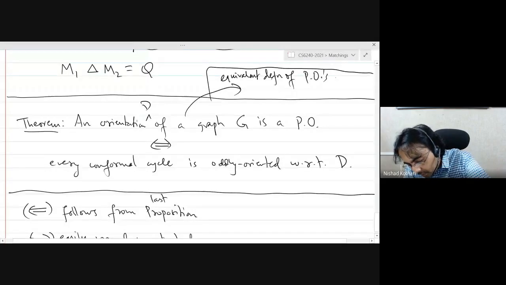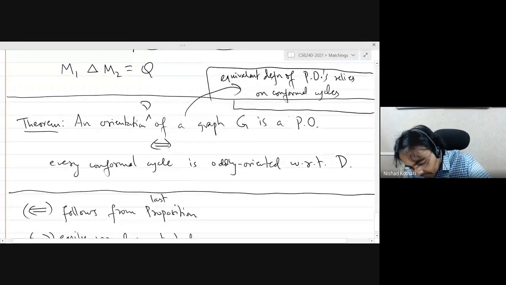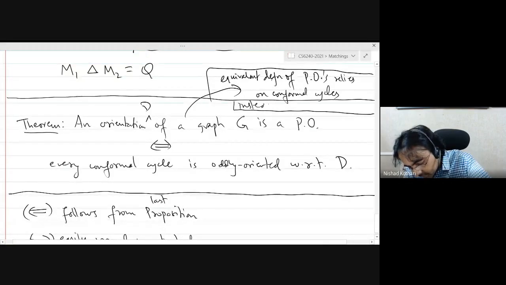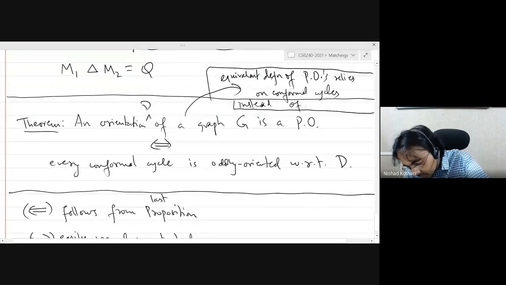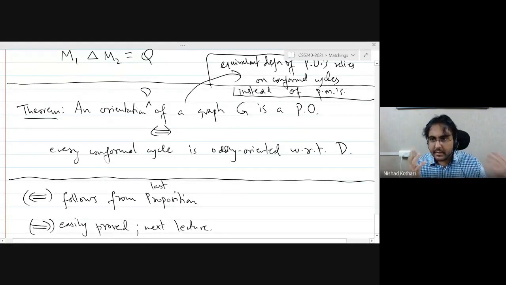Okay. So this gives us an equivalent definition of Pfaffian orientations that relies on conformal cycles rather than perfect matchings. Okay. Does it kind of make sense? Is the theorem kind of believable at this point, or does it seem bizarre?